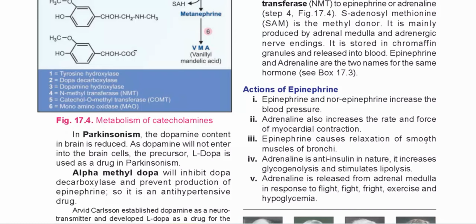So in this way, we discussed the catecholamine formation as well as the importance of catecholamines and the important functions of epinephrine. So students, I think these are all very important for your exam purposes.